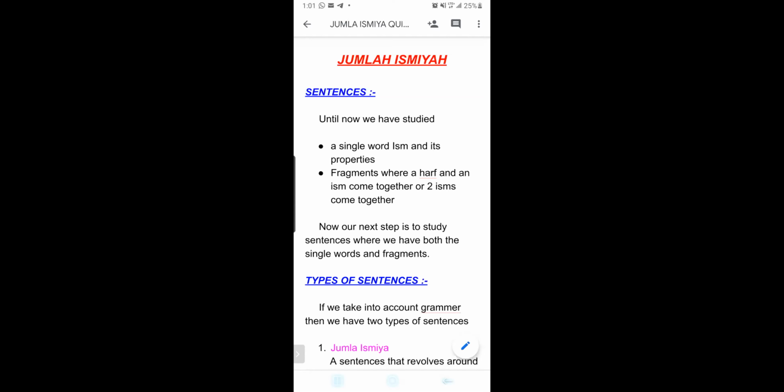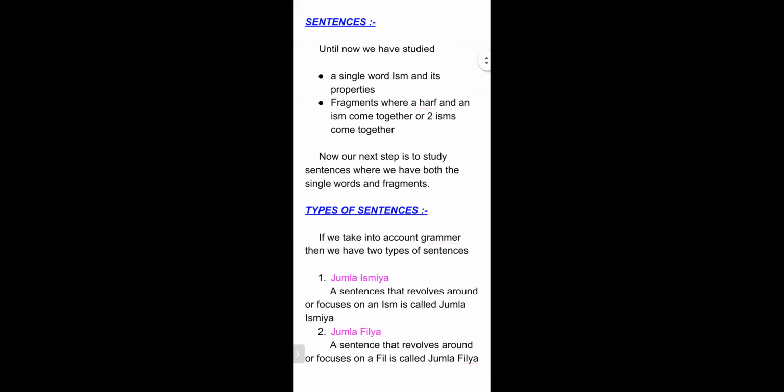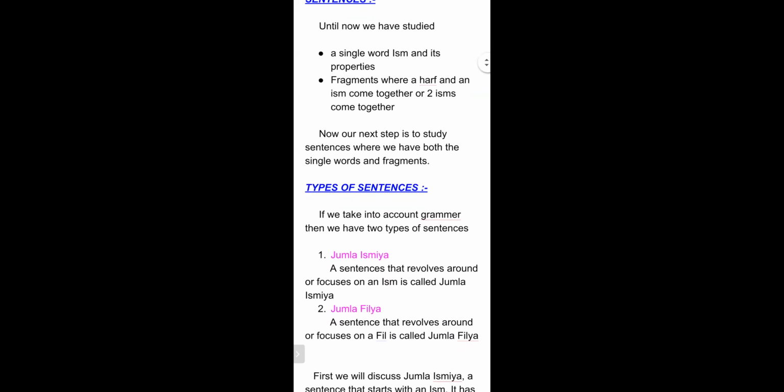So first we did the single ism with its properties, and then we did the fragments where we then had two isms interacting together or a harf and an ism interacting together. And now after doing all of that, we are ready to go on to the next level, which is sentences. So the next step to the study is sentences, and this document is a doc I'm making for notes. Inshallah, I'll share it when it's done.